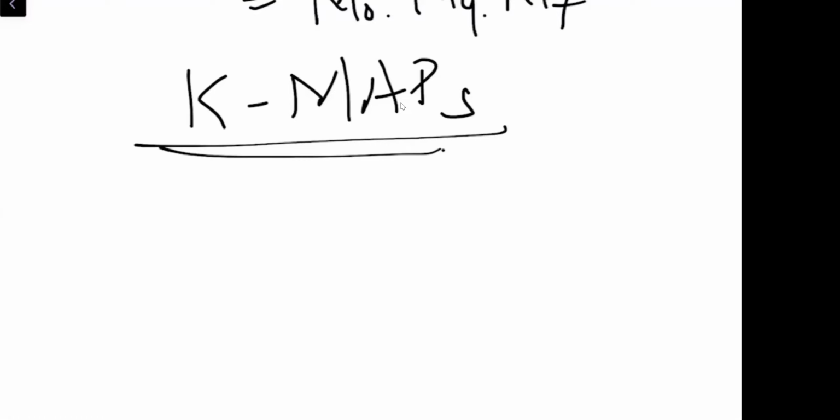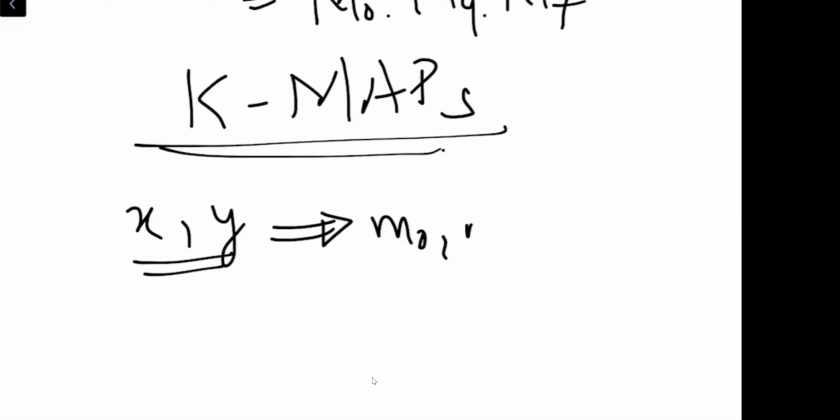So let's suppose we have two variables, x and y. This means we will have a total of four combinations, because x can take two values 0 and 1, and y can take two values 0 and 1. So this means a total of four minterms, starting from m of 0, m of 1, m of 2, and m of 3. Are you with me?